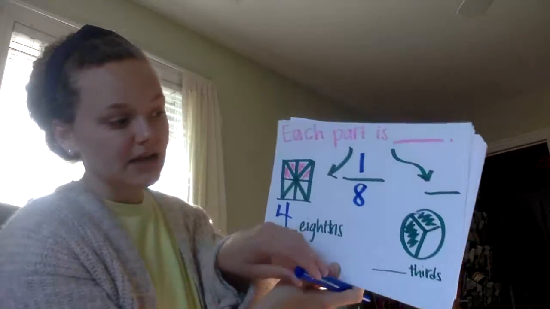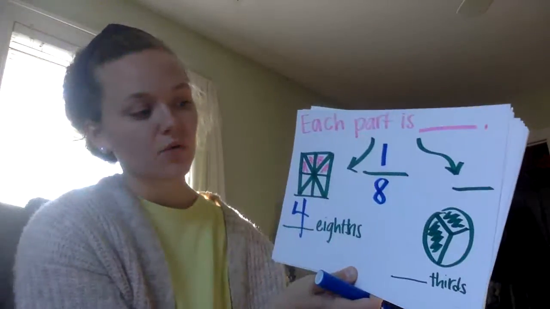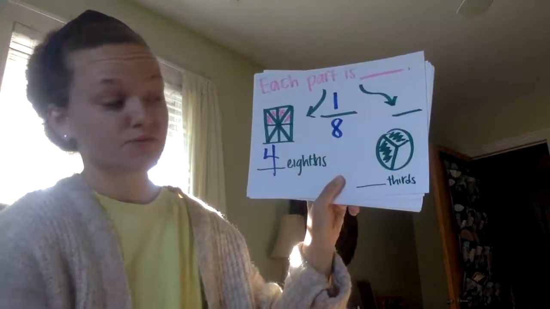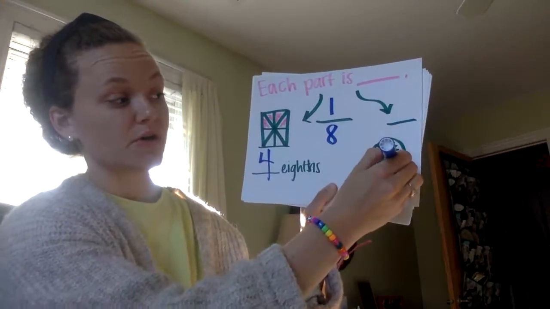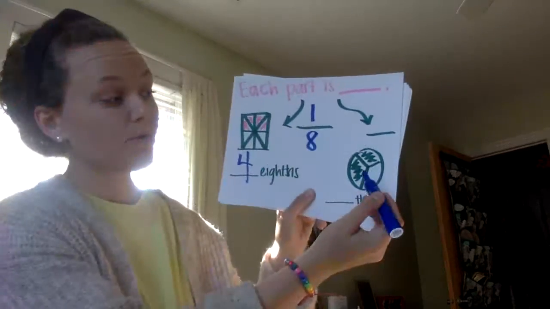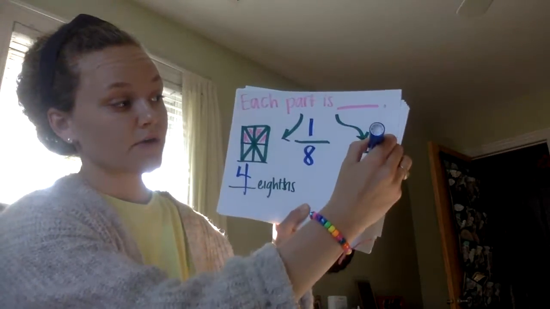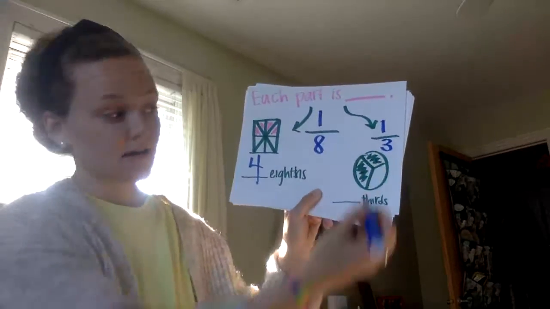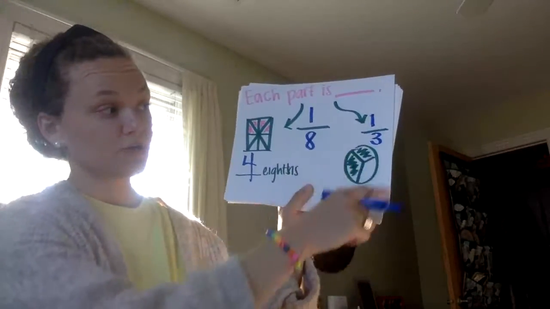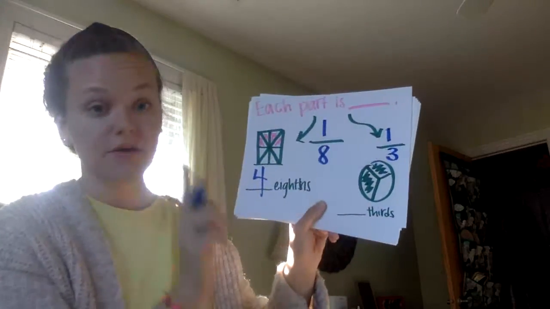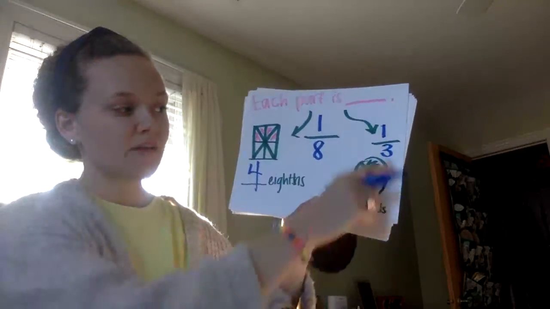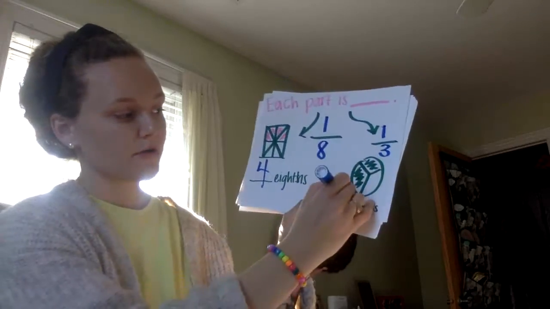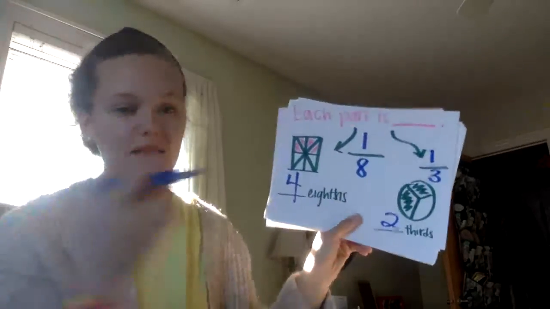Okay, and this one right here, we have how many parts? 1, 2, 3. So each equal part equals 1/3. This is 1/3, that's 1/3, and that's 1/3. So each equal part is 1/3. How many thirds do I have shaded here? 1, 2/3 are shaded.